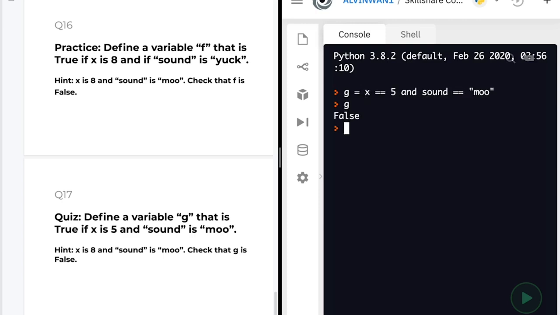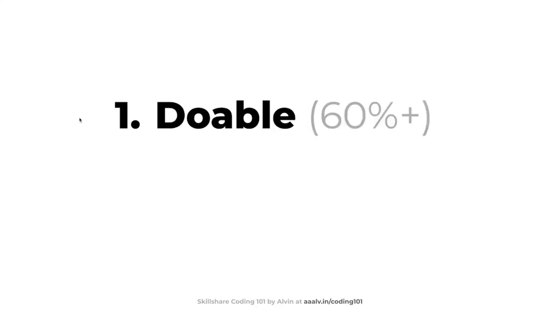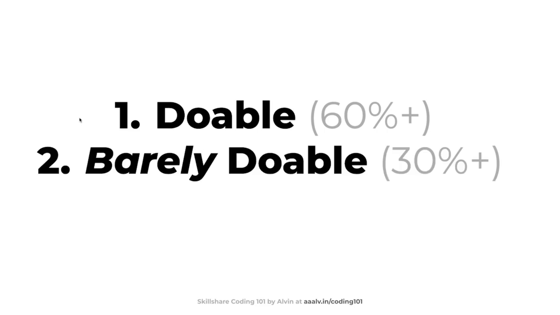Go ahead and type in G, enter, and it is indeed false. Now for a quick temperature check. How are you doing? If this was doable, that's great. If this was barely doable, as in you got half the questions correct or more than a third, that's also great. As we progress, you'll hear more of these terms and concepts repeated again and again and again.